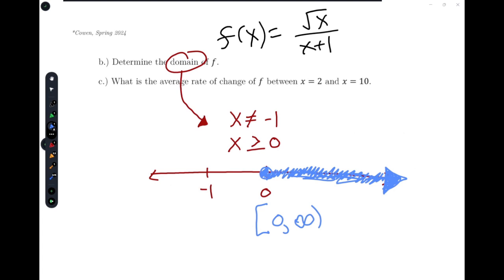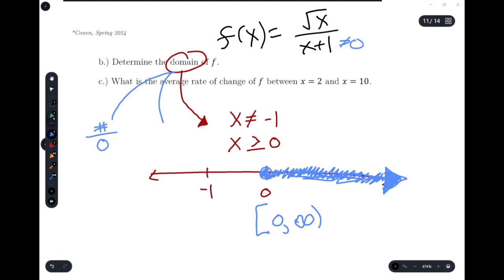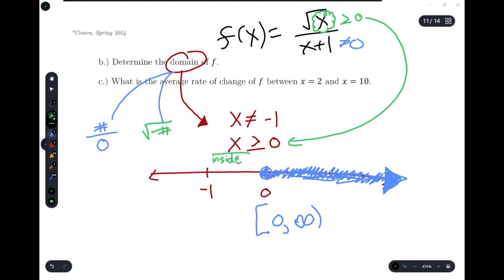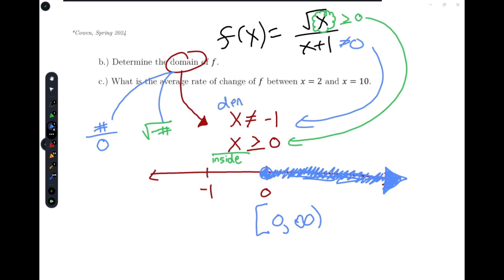Remember the domain? How did he get those so quickly? He thought to himself, there's 2 bad things. There's a number over 0, which was the case here, so it better not be 0. That's the blue case. And then the other domain restriction would be the square root of a negative is bad, right? Which means he took the inside and said that inside better be bigger than or equal to 0. The whole inside. Those are the 2 conditions for domain. The green one turned up right there. That's the inside. And the blue one turned up right there. That's the denominator. Kind of fun.